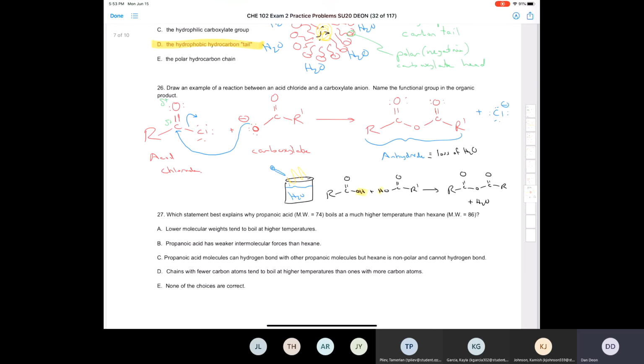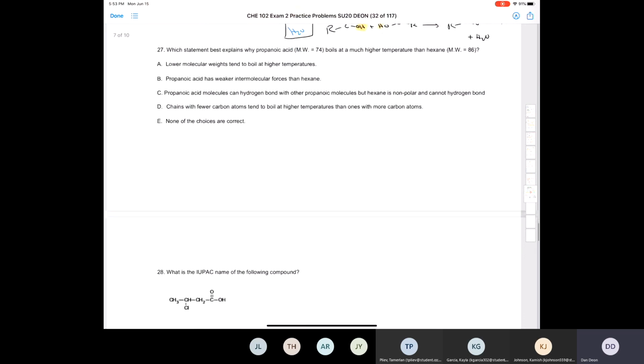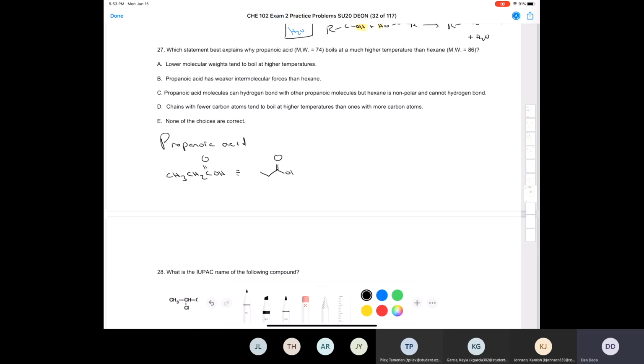Okay, let's move on. The next one, it says, which statement best explains why propanoic acid boils at a much higher temperature than hexane? So if we draw propanoic acid, that's a carboxylic acid with 3 carbons. So that's this carboxylic acid, which is the same thing as drawing the bond line structure like this.